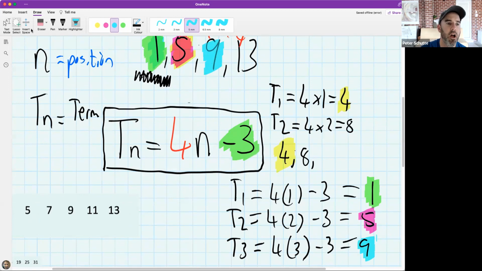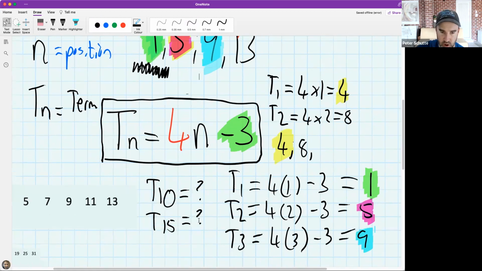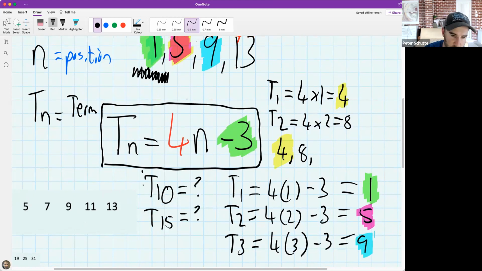Now, the fantastic thing is once you've built the formula, if I ask you what is the 10th term and what is the 15th term, it's much easier to calculate. So I want you to do that now. I want everyone to calculate the 10th term and the 15th term in my number pattern. This is my little made-up exercise, and then we're going to get going with practice.